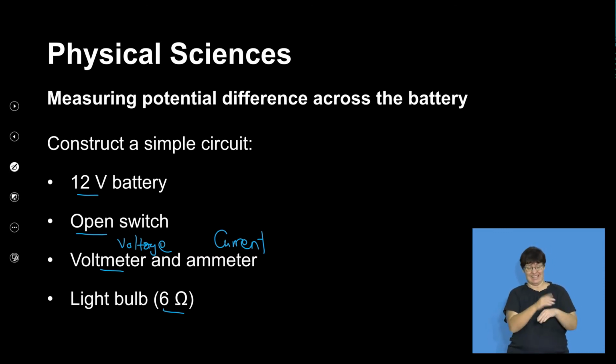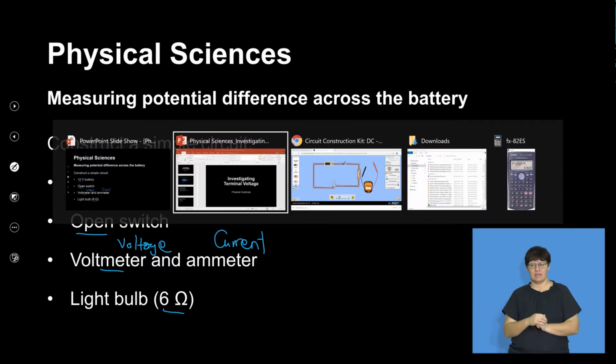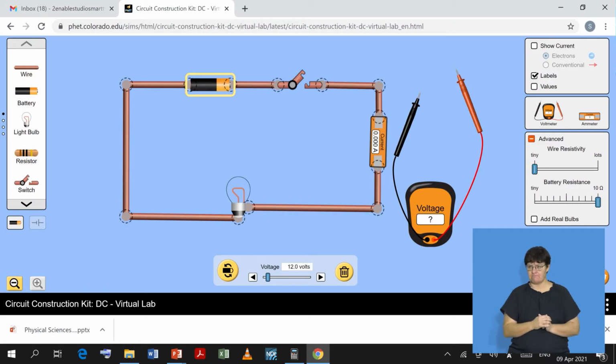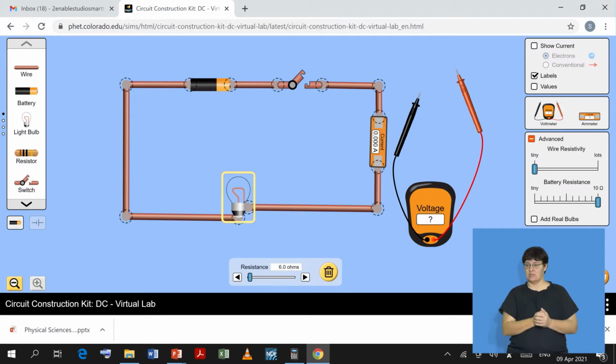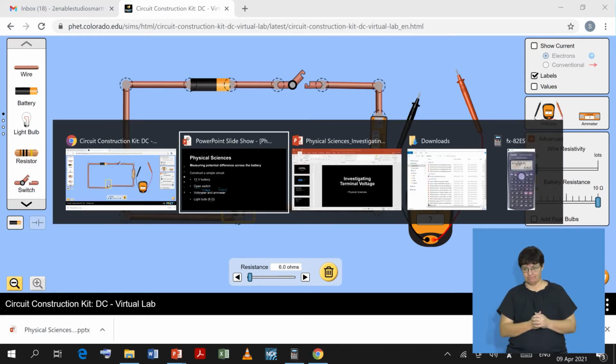Now let's set up our circuit and see exactly what is happening. Right, so here is our circuit. In this circuit, we've got a 12-volt battery. There we are. What else do we have? We have an open switch. We also have a light bulb with a resistance of 6 ohms, right? So we are going to set up this circuit and try to use it in our investigation. So we already have that circuit.